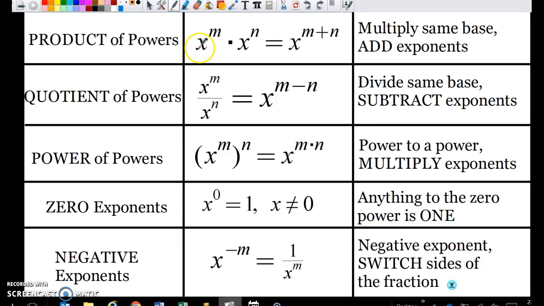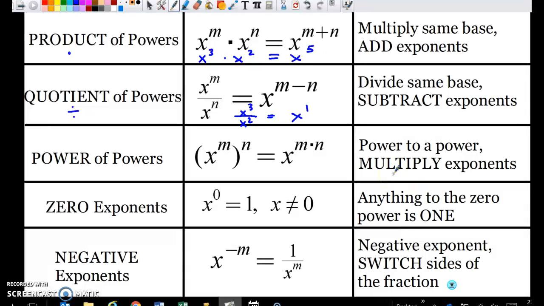Notice that we have the product of the powers rule, which means when you multiply by the same base, you will add the exponents. An example might be x to the third times x squared would be x to the fifth power, because I just add 3 plus 2 to get 5. The quotient of powers, that's something you get when you divide. A product is what you get when you multiply. If I divide by the same base, I will subtract the exponents. For example, x to the third divided by x squared would be x to the first power.